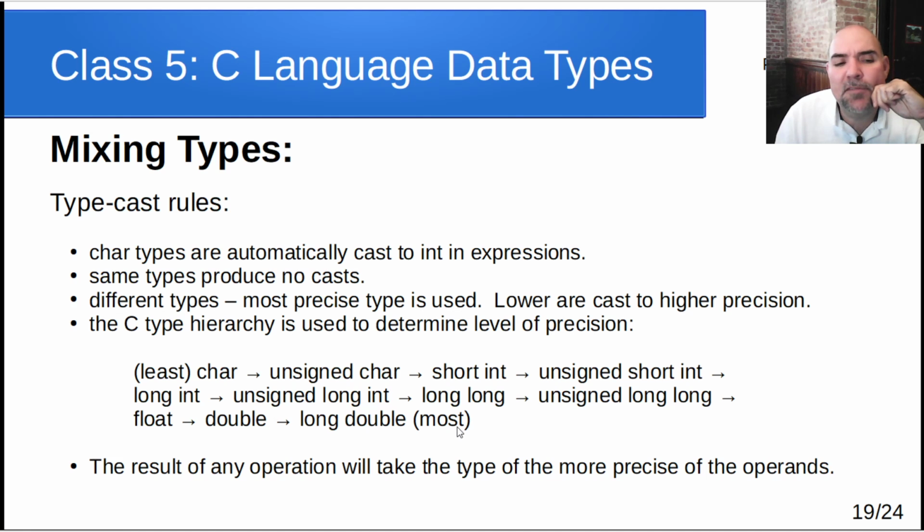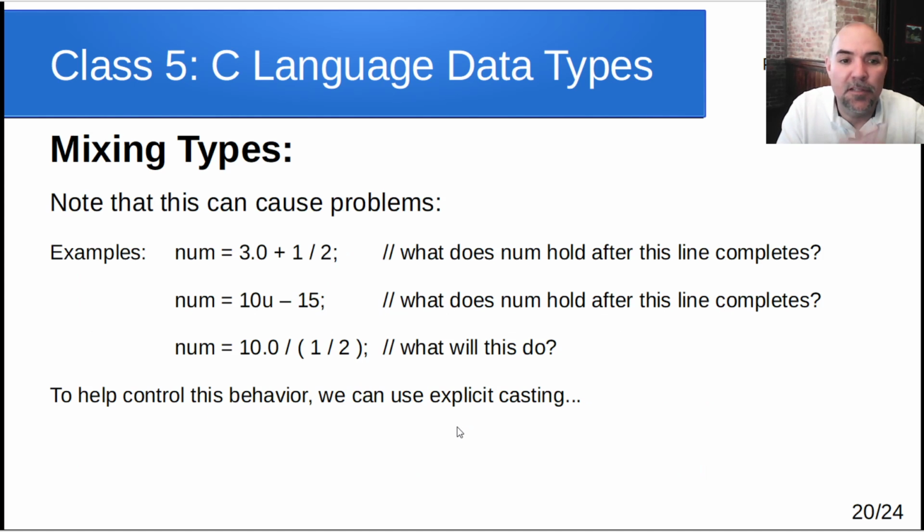And again, we said this just a second ago, but I'll say it again. The result of any operation will take on the type of the more precise of the operands involved in that operation. All right, so let's look at that. Note that those implicit casting rules can sometimes result in problems. So here's that problem we saw earlier.